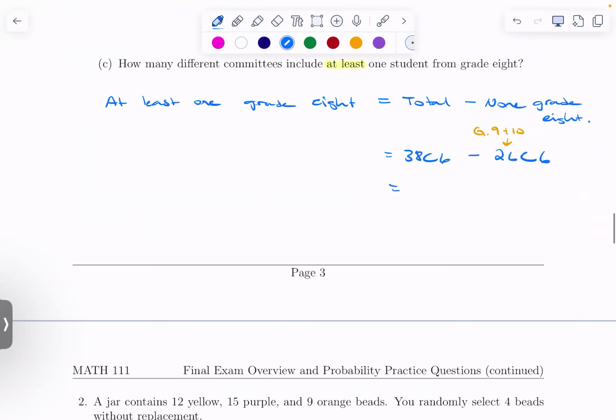Once I use my calculator, I got 2,760,681 from earlier minus 230,230, putting me at 2,530,451.